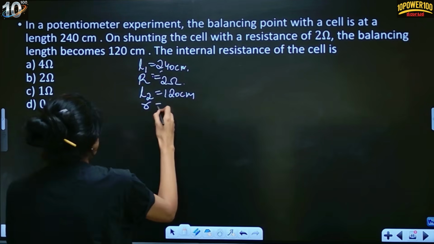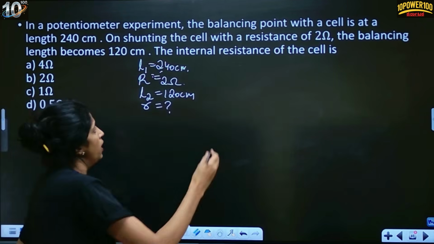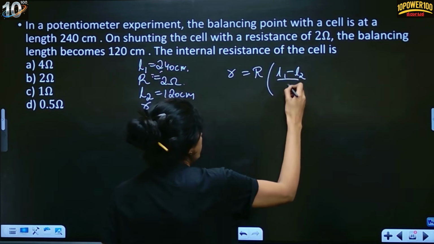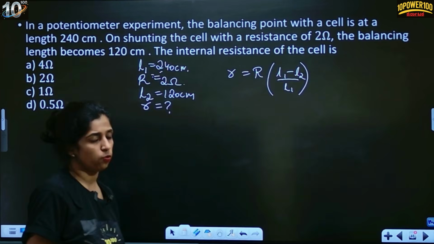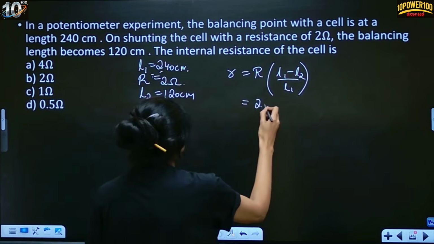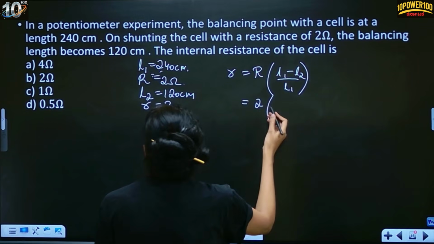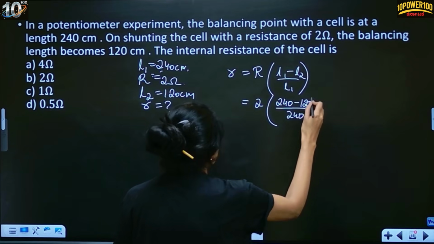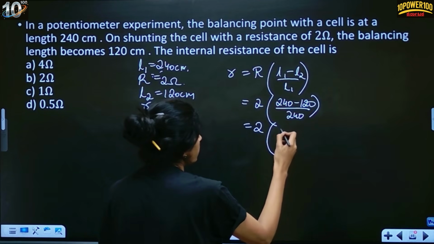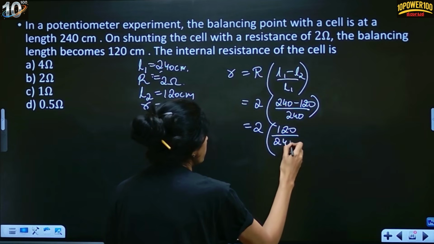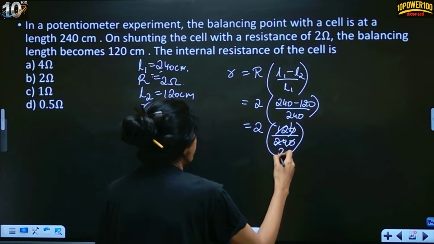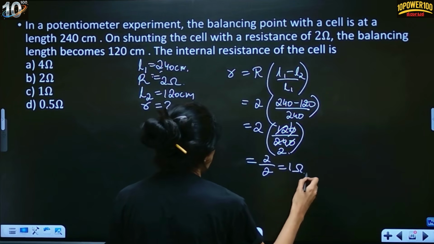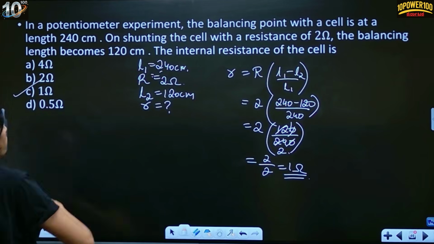So what's the internal resistance? It's a direct formula. Internal resistance is the shunt resistance times L1 minus L2 by L1, or you can say R times 1 minus L2 by L1. Just substitute, guys. R is 2, L1 minus L2 is 240 minus 120, divided by 240. So 240 minus 120 is 120, divided by 240. So 2 times 120 by 240, 2 divided by 2 is 1 ohm. So directly, you can take 1 ohm as the answer.